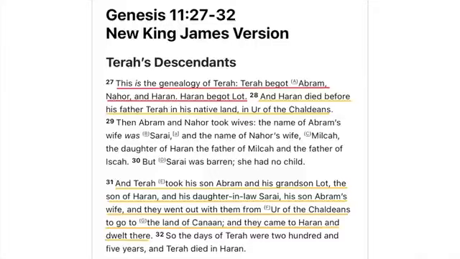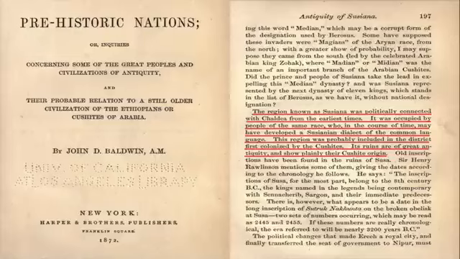And Terah took his son Abram and his grandson Lot, the son of Haran, and his daughter-in-law Sarah, his son Abram's wife. And they went out with them from Ur of the Chaldeans to go to the land of Canaan. And they came to Haran and dwelt there."